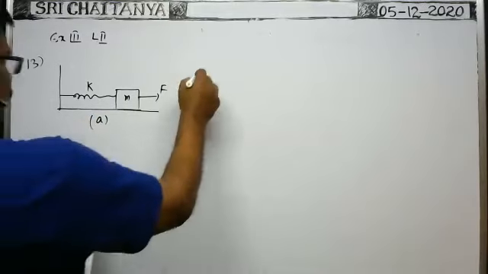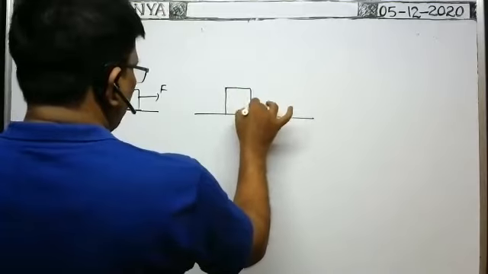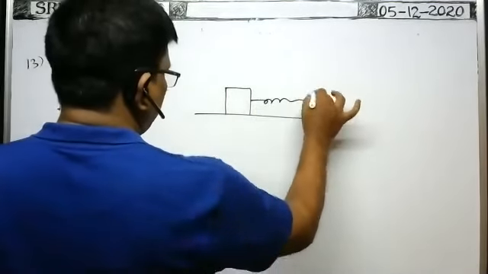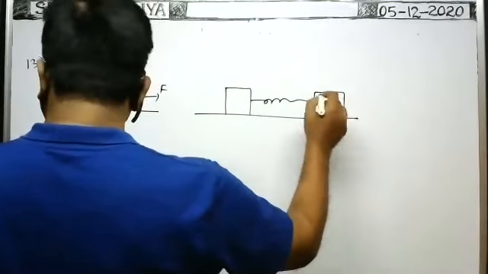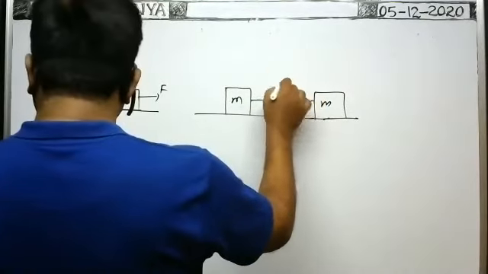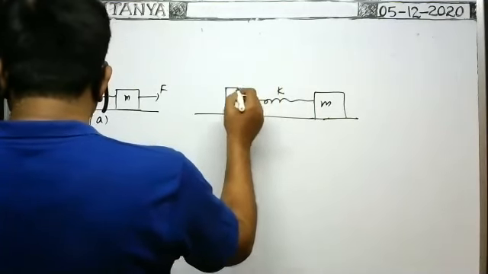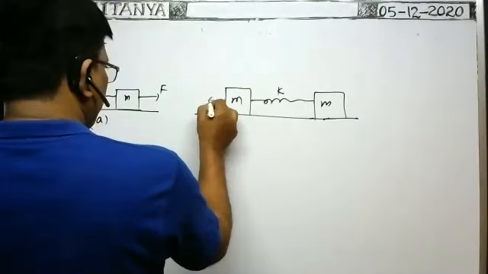Next, in diagram B, on the smooth horizontal surface, two identical blocks are taken like this and the same spring is used here. Both blocks are joined together. These two blocks have the same masses and spring constant K. This system is pulled towards left with a force capital F.